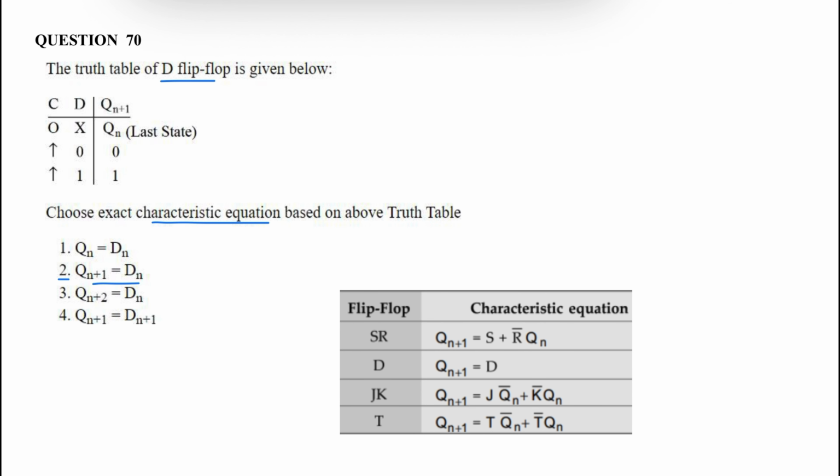Let us see the characteristic equations for other flip-flops. For the SR flip-flop, the characteristic equation is S plus R bar Qn. For the JK flip-flop, J Qn bar plus K bar Qn. For the T flip-flop, T Qn bar plus T bar Qn, which can also be written as T XOR Qn.